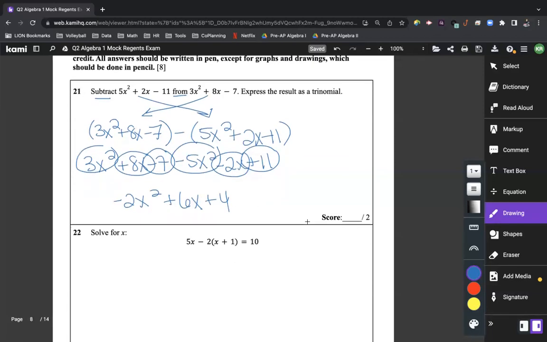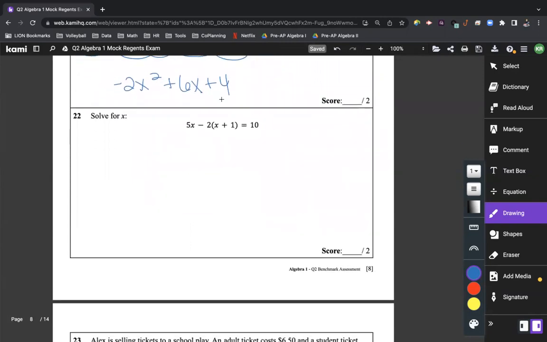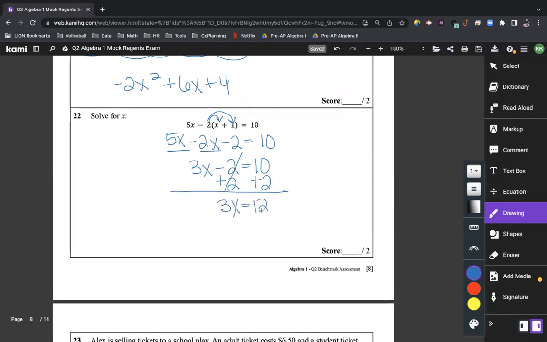Okay? The next one, solve for x. Now, this is kind of order of operations, right? You got to distribute that 2 first. So you're going to get 5x minus 2x minus 2 equals 10. These two are like terms. 5 minus 2 is 3x equals 10. Add 2 to both sides. Again, the reason why I'm doing these inverse operations is because I want this x alone. 3x equals 12. Divide by 3. X is equal to 4.